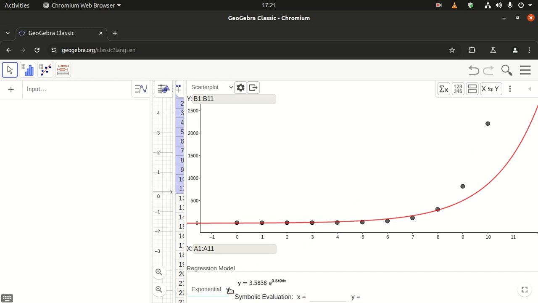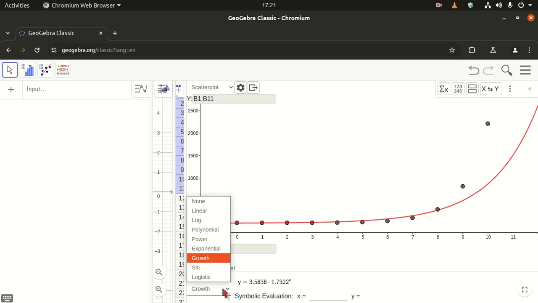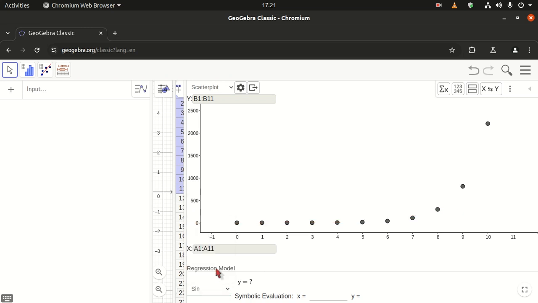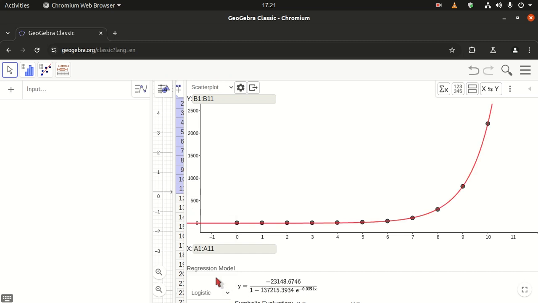On another side, you can try and see growth. Growth is not doing anything. Sine is not doing anything. A sine function, remember, and a cosine function usually perform the same way. But a logistic function is actually predicting these points very well.